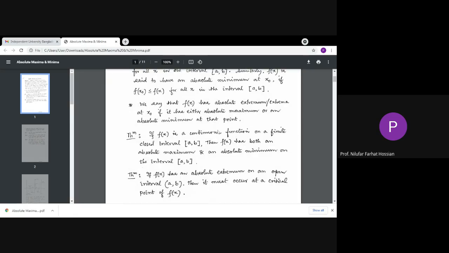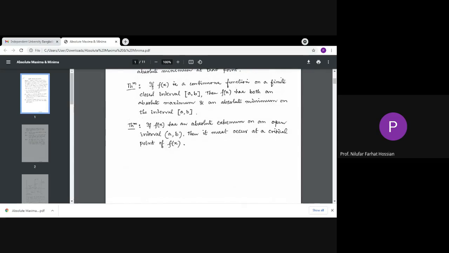And if a function has an absolute maximum or absolute minimum, we say that the function has an absolute extremum or extrema. We got this term earlier. Okay, there are two theorems.